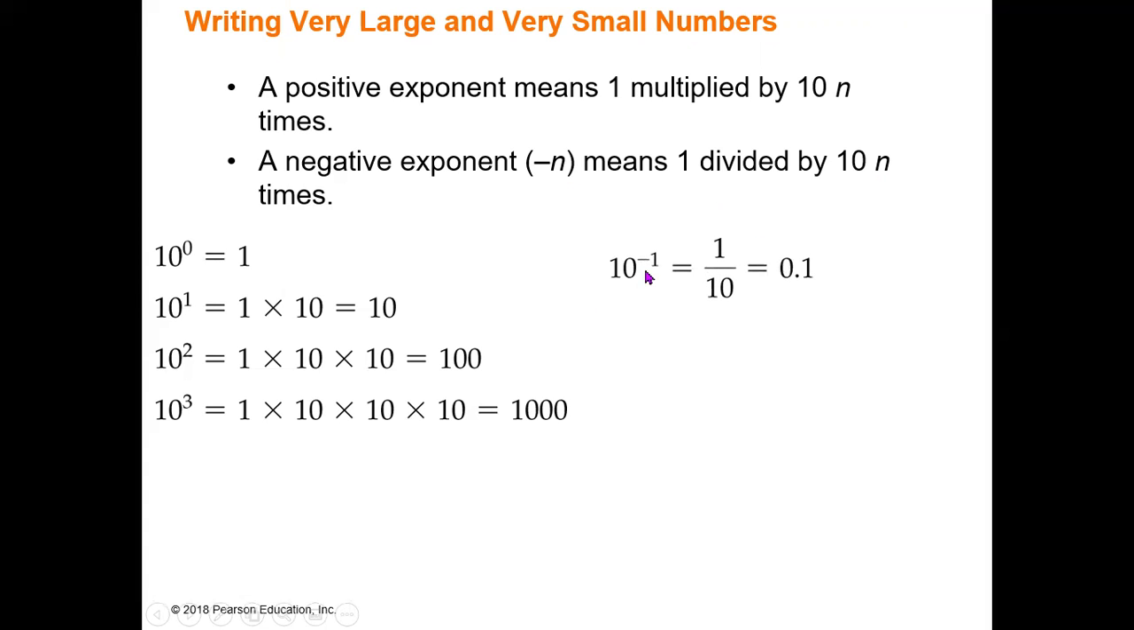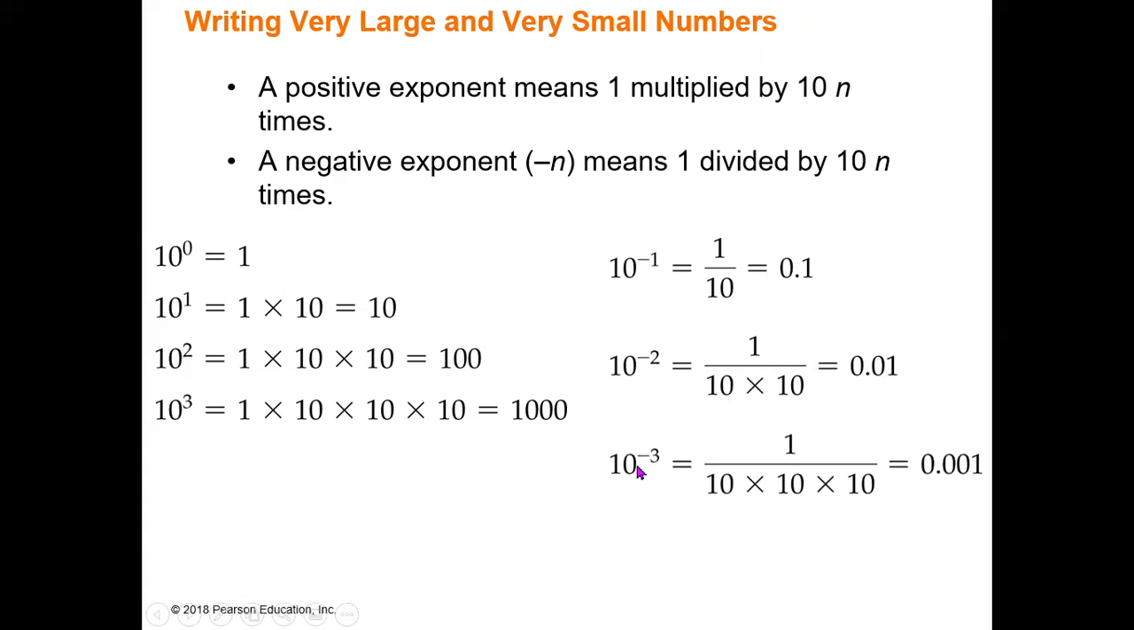A negative exponent, negative n, means 1 divided by 10, n times. For example, 10 to the negative 1 is equal to 1 divided by 10, which becomes 0.1. 10 to the negative 2 means 1 divided by 10 twice, so 1 divided by 10, then divided by 10, becomes 0.01. Similarly, 10 to the negative 3 is equivalent to 1 divided by 10 three times, so 1 divided by 10, then divided by 10, then divided by 10 again, becomes 0.001.